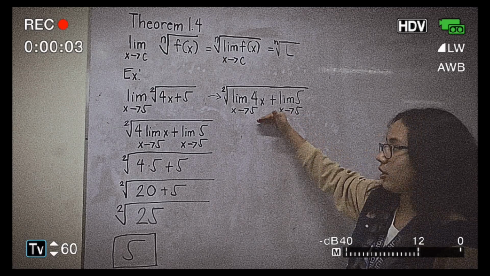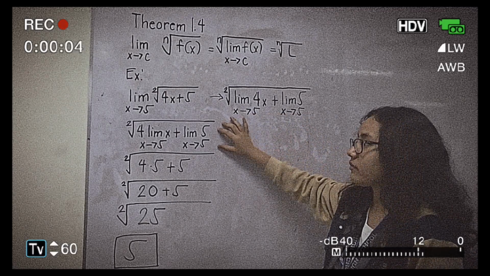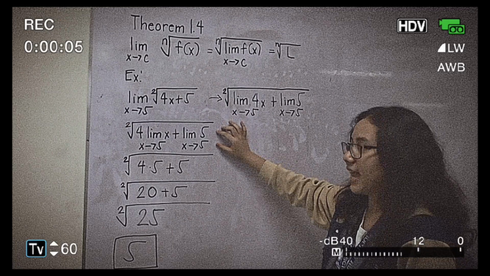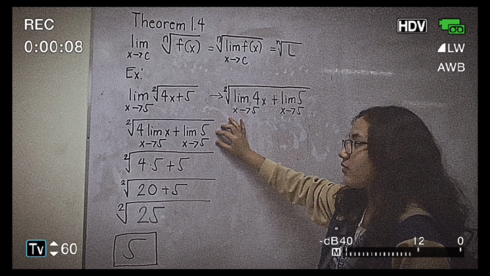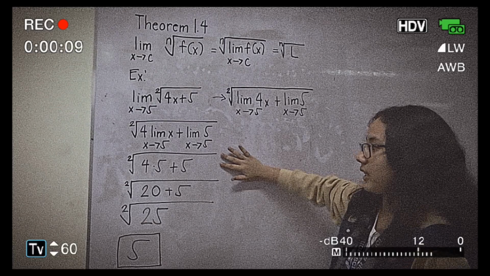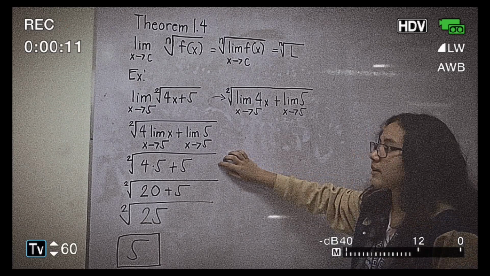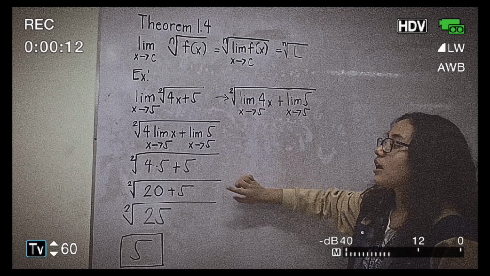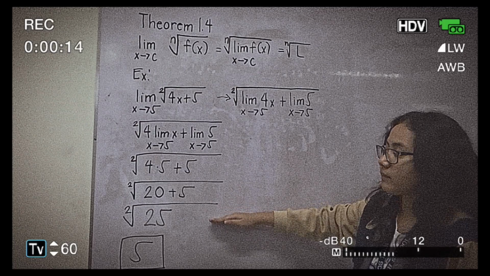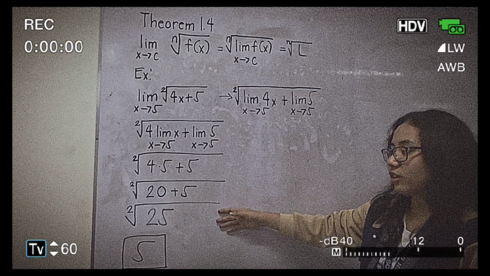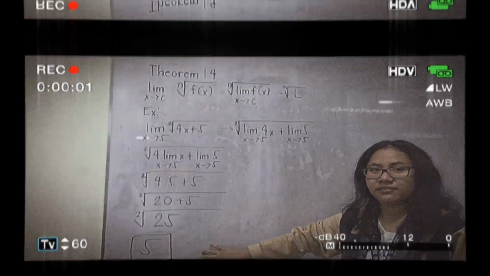Apply the constant multiple law. It will become like this: square root of 4 limit x as x approaches 5 plus limit 5 as x approaches 5. Substitute. It will become like this: square root of 4 times 5 plus 5. Square root of 20 plus 5 will become like this. Square root of 25 is 5.